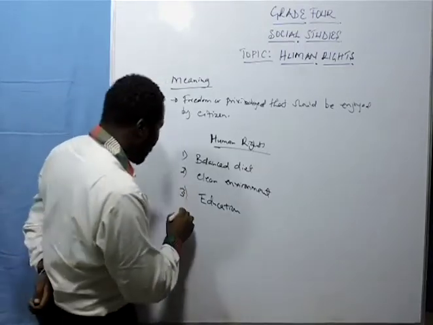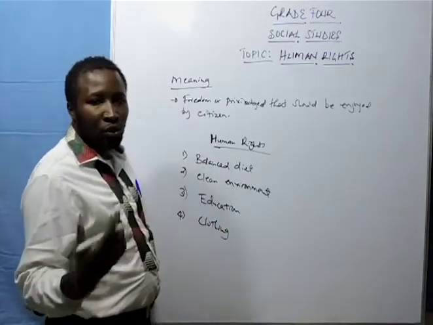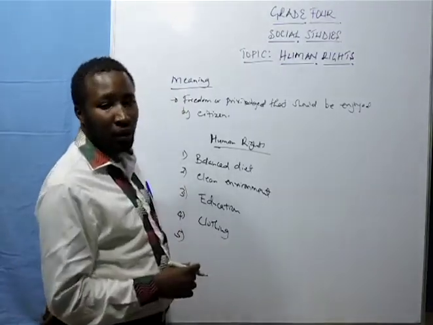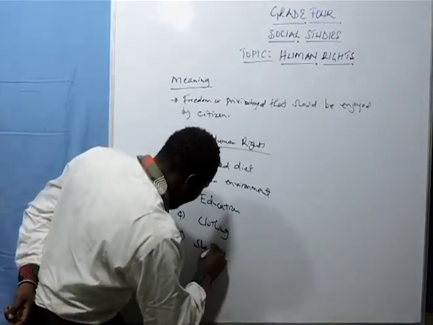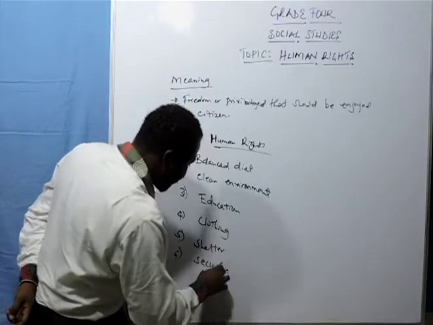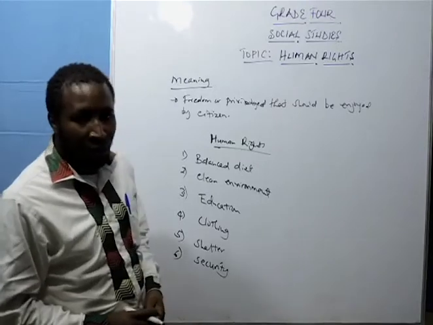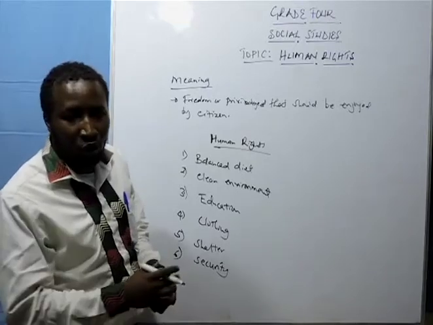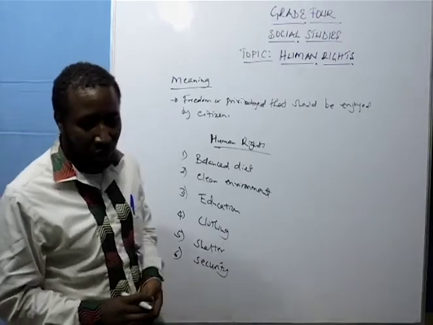We also have a right to clothing, okay, whereby people should enjoy the right of wearing decently, wearing properly, okay. Another one we have is the right to shelter. We also have a right to security, whereby the government provides security during the night. So these are among the various human rights that we have, whereby you could take anyone to court or sue anyone to court if he tries to violate one of these rights.